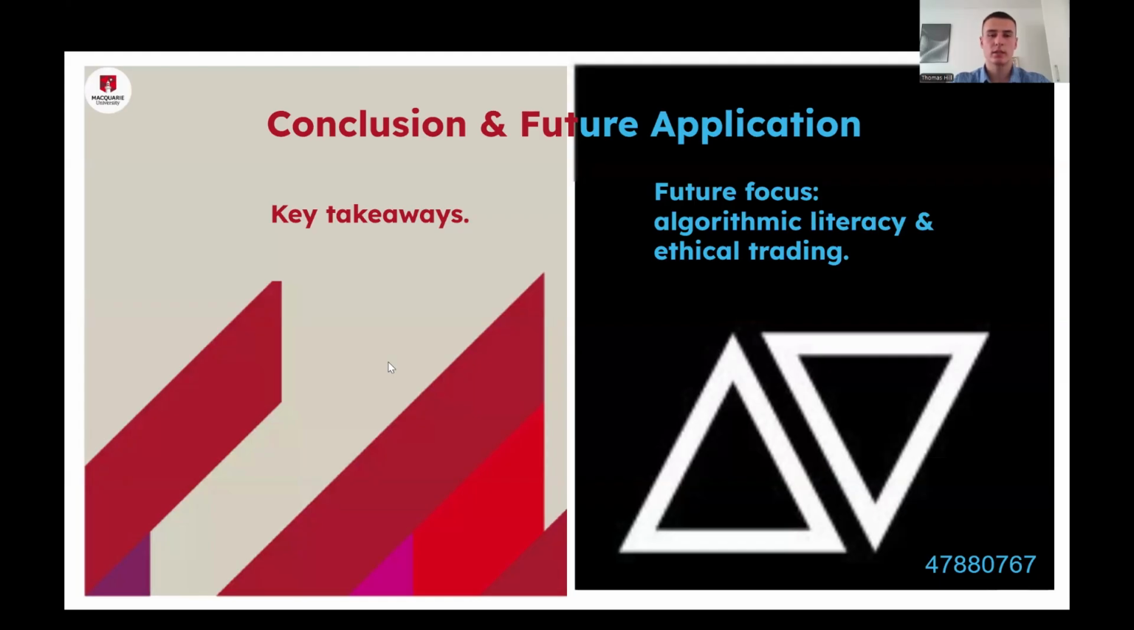Looking forward, these lessons will inform ongoing development in algorithmic literacy and ethical data-driven decision making. The experience ultimately confirmed that quantitative finance demands both technical precision and human discipline, qualities that define effective and responsible practitioners.